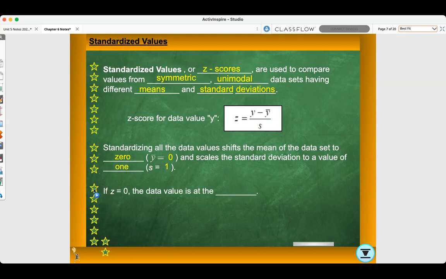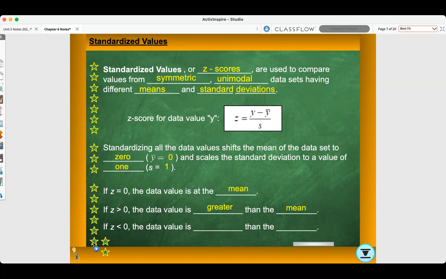If z equals 0, the data value is at the mean. If z is greater than 0, the data value is greater than the mean. And if z is less than 0, the data value is less than the mean.